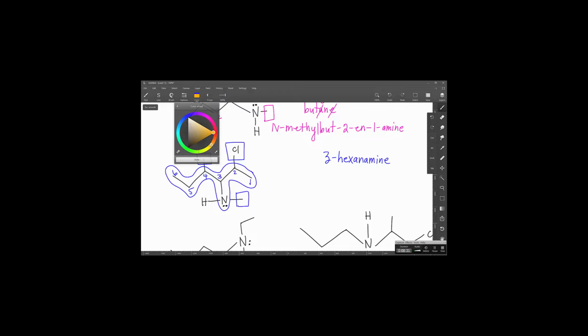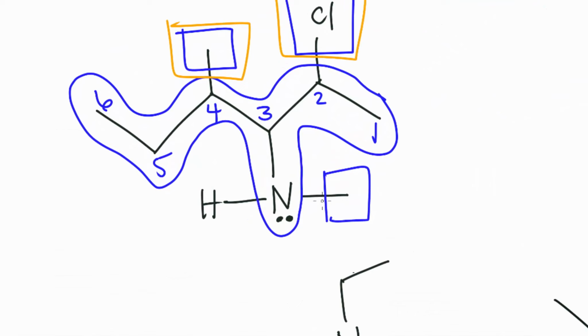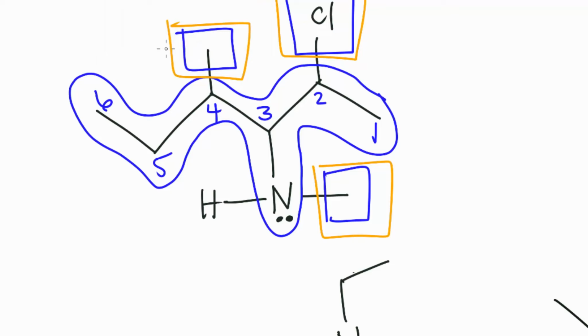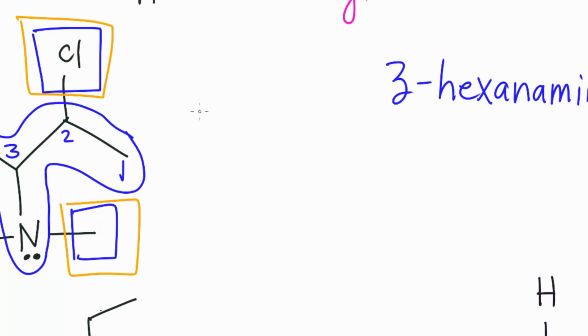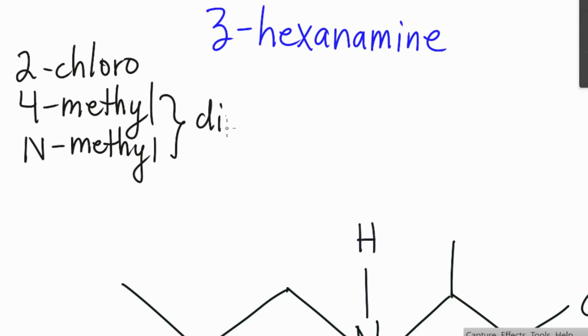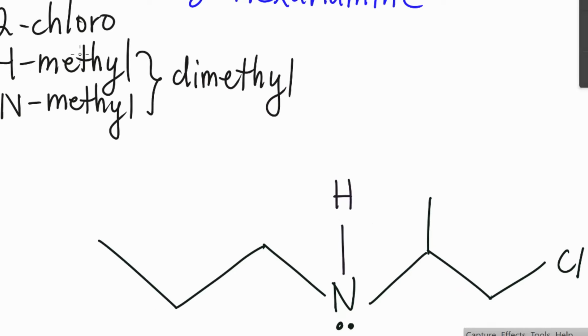Okay, now let's identify these substituents. Put them in a box again. Okay, so I have a chloro on 2. So 2-chloro. I have a methyl on 4. And I have a methyl on N. So I'm going to put these two together and they're going to be dimethyl. So the number is going to come first. So I'm going to have 4,N-dimethyl.